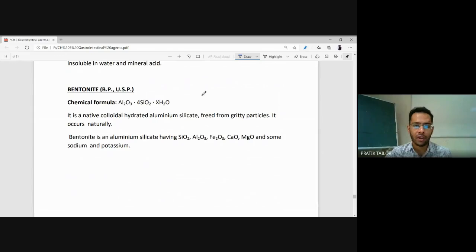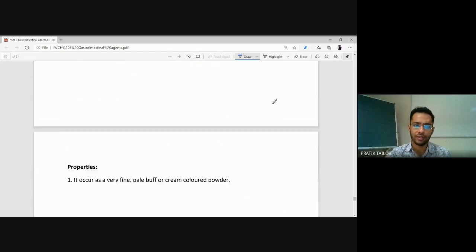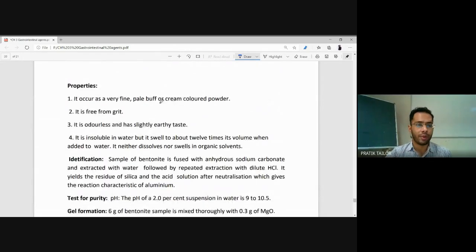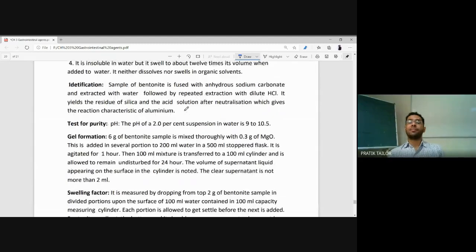Bentonite is again aluminum silicate, but it is a hydrated aluminum silicate. It is also having some other salts. If you see the properties, it is fine, non-gritty, slightly earthy in taste. It is a powder which has swelling capacity. This bentonite is having swelling capacity additionally. The volume of the bentonite powder in the water will be enhanced. It can form what we can say a viscous, gelatinous texture. It will be forming a viscous texture.